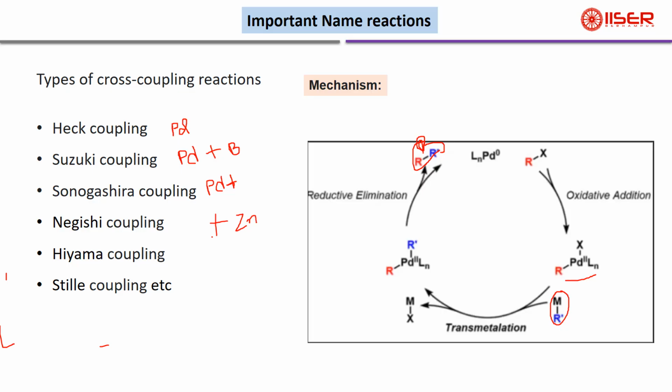And in the case of Hiyama, we use silicon. In Stille, we use tin. So in all of these the aim is different, and depending on the aim, there are different types of named reactions. Heck, Negishi and Stille got the Nobel Prize for these coupling reactions.